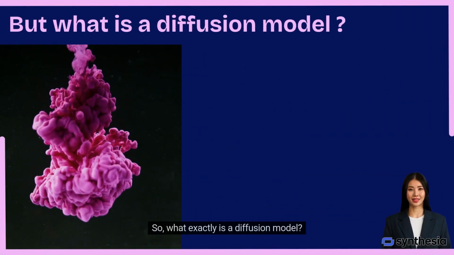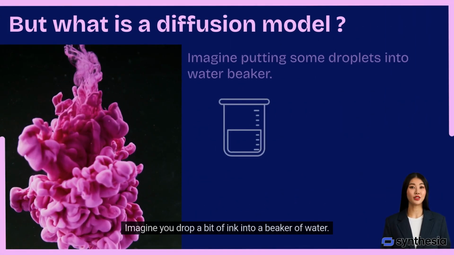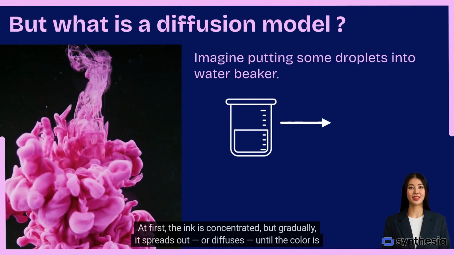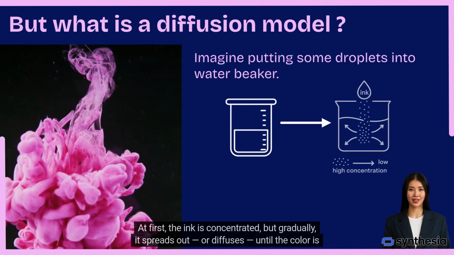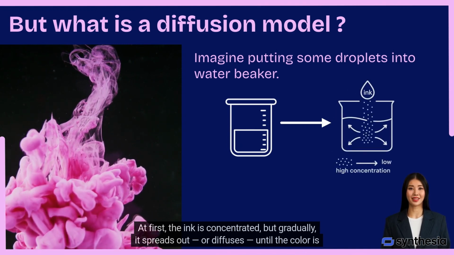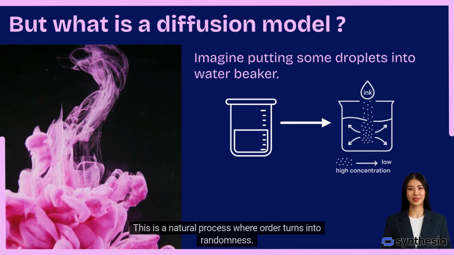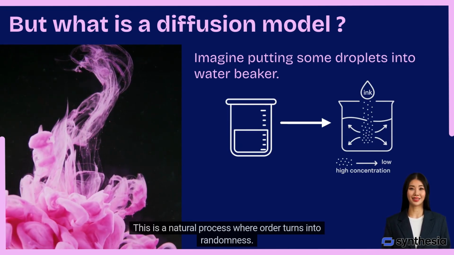So, what exactly is a diffusion model? Imagine you drop a bit of ink into a beaker of water. At first, the ink is concentrated, but gradually, it spreads out, or diffuses, until the color is evenly mixed. This is a natural process where order turns into randomness.